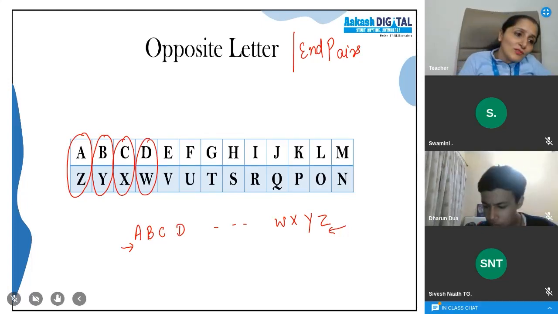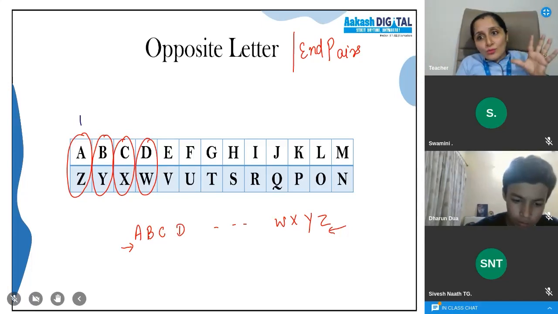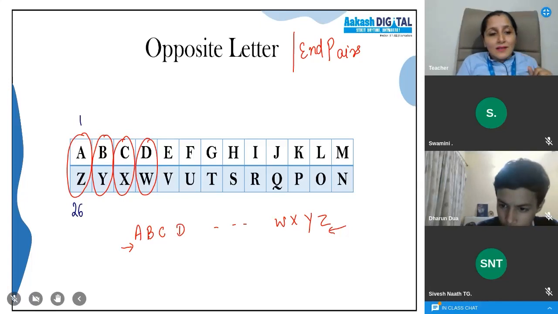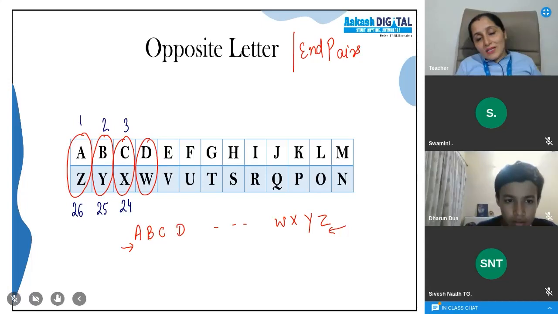Now again, I'm going to tell you one trick. There is no need to memorize them. I will tell you one story. Just wait for it. Before that, see. Again, a kind of jadoo. A1, Z26, sum is 27. B2, Y25, sum is 27. C3, X24, sum is 27.